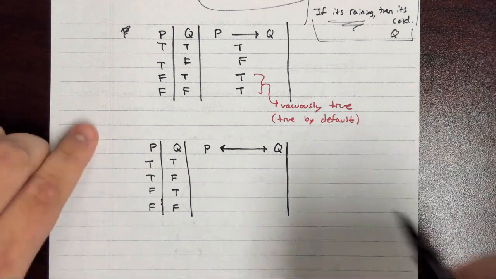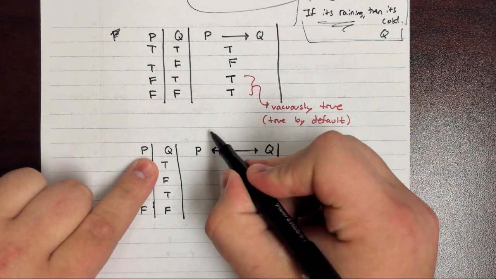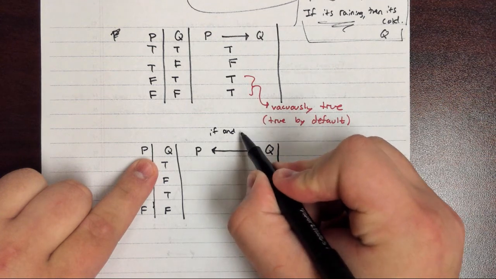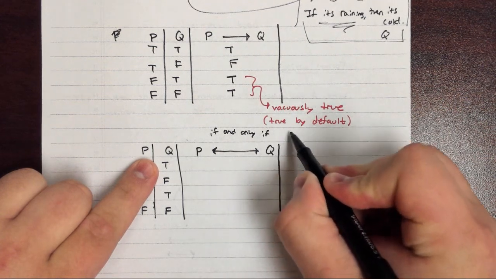Let's get through a little bit more of this, though. So this, the if and only if, is called a biconditional.